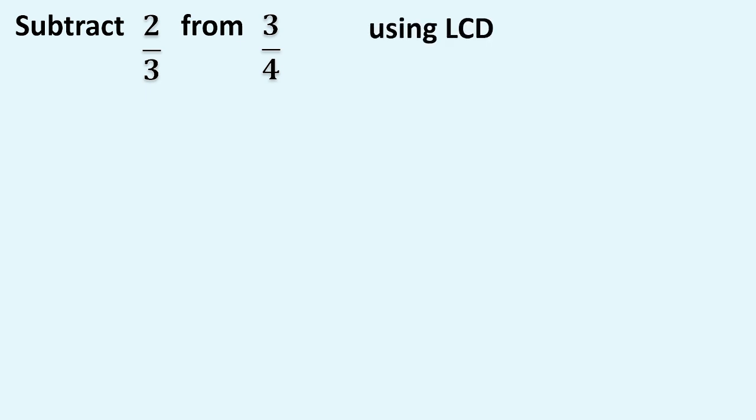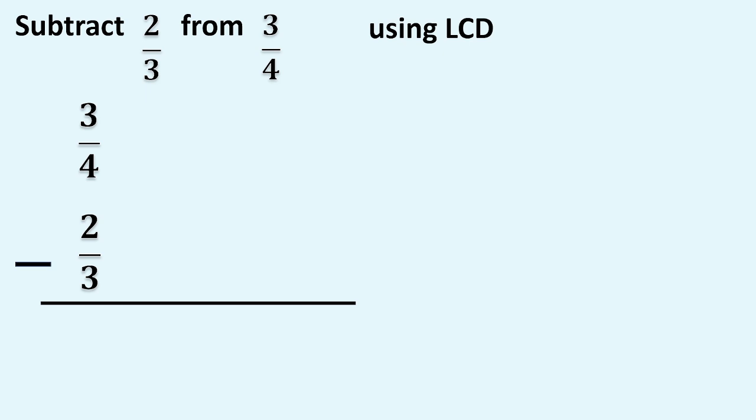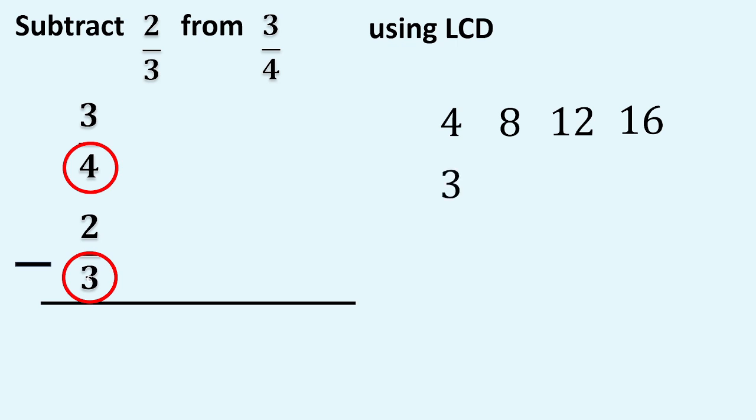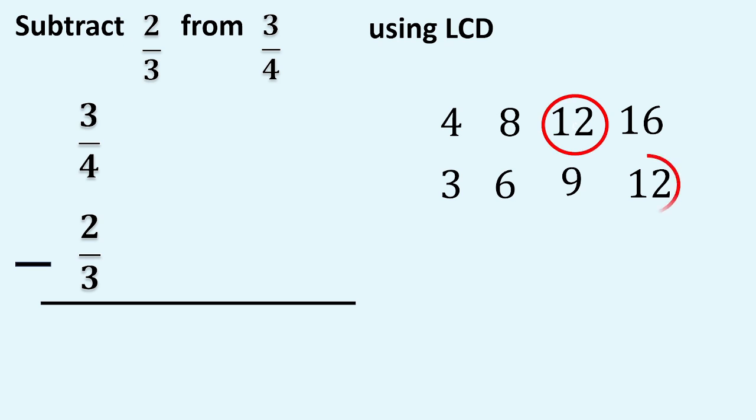Let us solve this using LCD or least common denominator. 3/4 minus 2/3. We are going to find the LCD of the two fractions. We'll take the two different denominators, 4 and 3. Let us find the multiples of 4. The multiples of 4 are 4, 8, 12, 16. The multiples of 3, we have here 3, 6, 9, 12. So 12 will be our LCD.